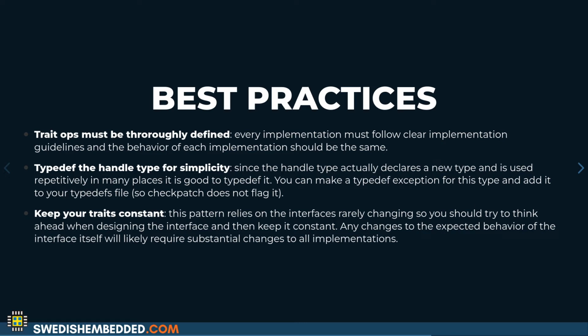Number two is that you can typedef the handle for simplicity. And number three is that you should really keep the traits constant. So even though we could implement a way of reassigning the functions at runtime, we don't usually do that in C because it just complicates things and it makes things less predictable. When we implement this kind of polymorphism in C, we don't really make any changes to the assignments of the functions after the program has been compiled.